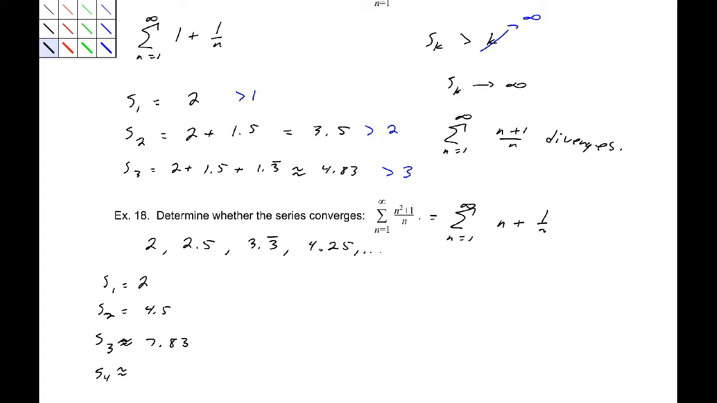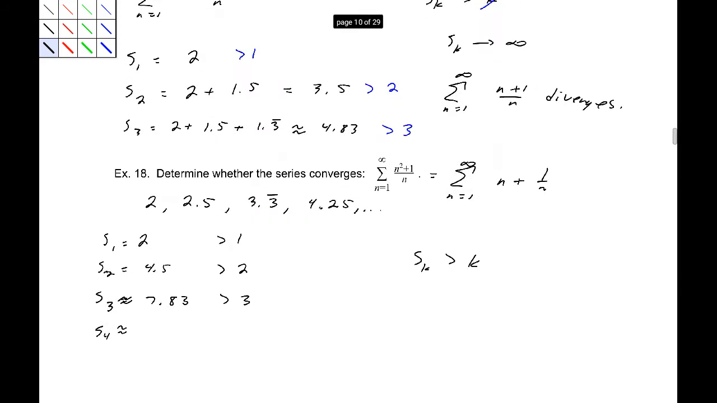S4 is going to be 11, just over that, so just over 12. So the idea here is that this is bigger than 1, this is definitely bigger than 2, this is definitely bigger than 3. So S_K is greater than K, and therefore our sum. Okay, so look back on number 17: the sum of n squared plus 1 over n diverges. We cannot say it equals anything. So that diverges because as k goes to infinity, S_k goes to infinity.